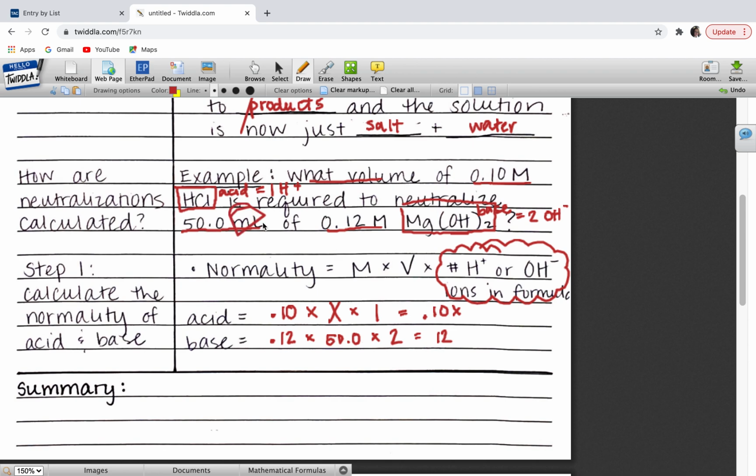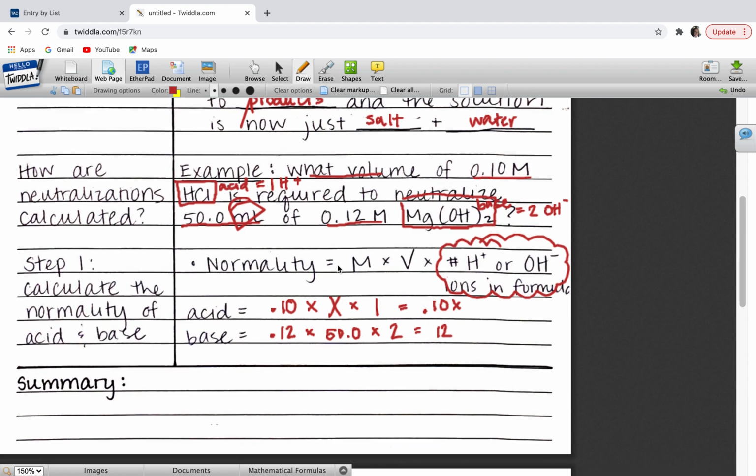So right there, my first volume that I put into the problem was in milliliters, so my new volume is also going to be in milliliters. And this was the volume of HCl, so this is going to be milliliters of HCl.